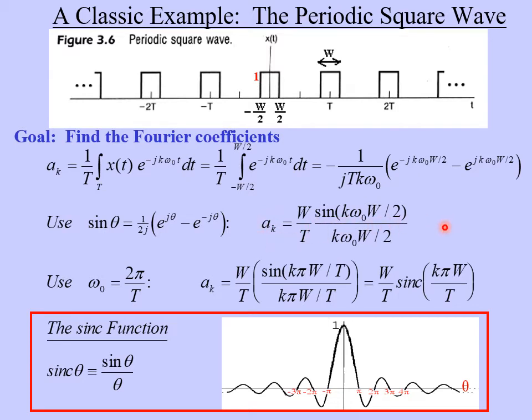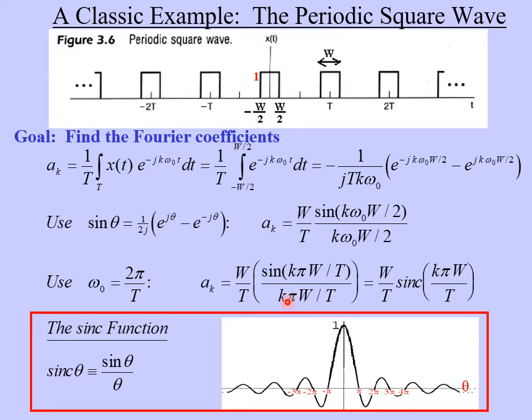There's one other thing we can do here. Notice there's a couple of omega naughts. Remember, omega naught is 2 pi over the period T. I'm going to make that substitution in here because our original square wave is expressed in terms of w, the width, and T, the period. Making that substitution, I end up with this form here.